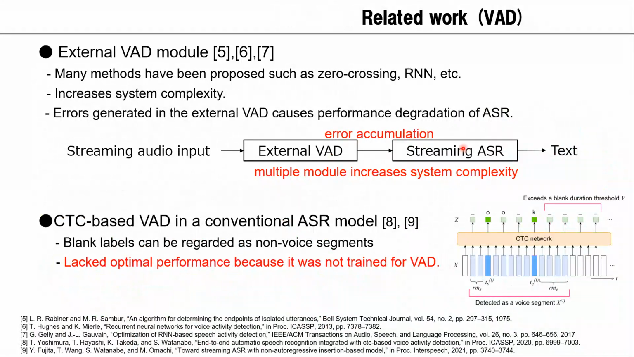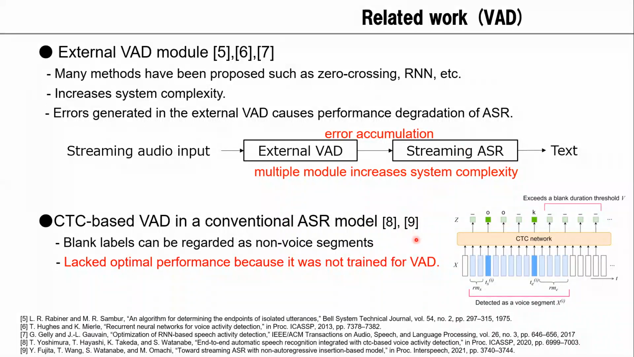On the other hand, many VAD methods have been proposed, such as zero crossing, MLP, RNN-based methods, and so on. Although VAD is computationally inexpensive, increasing the number of modules in an ASR system increases its complexity. And also, errors generated in the external VAD cause performance degradation due to error accumulation.